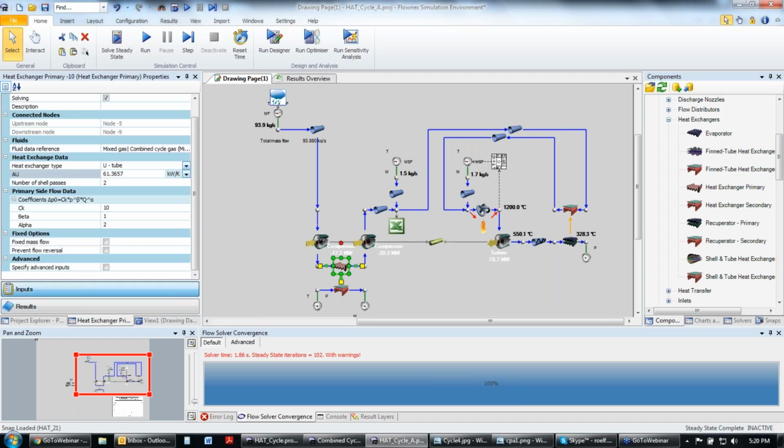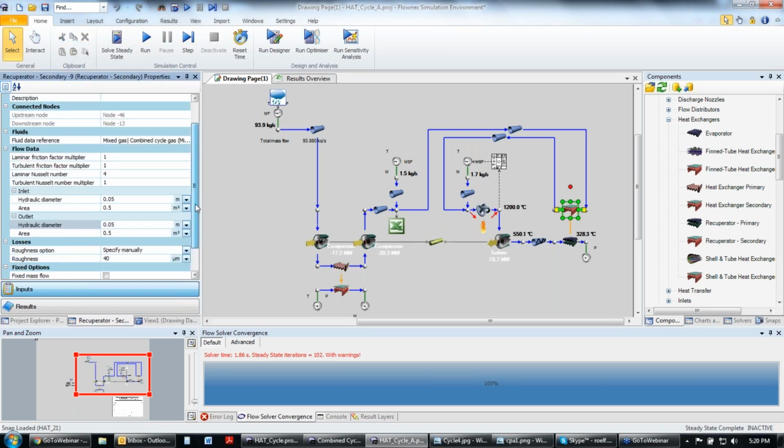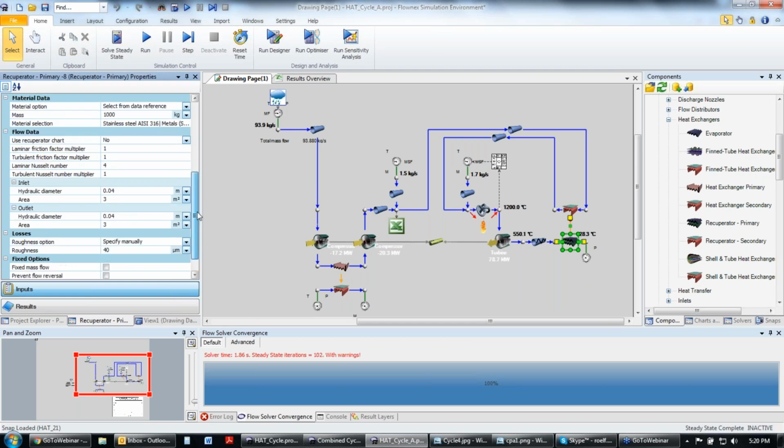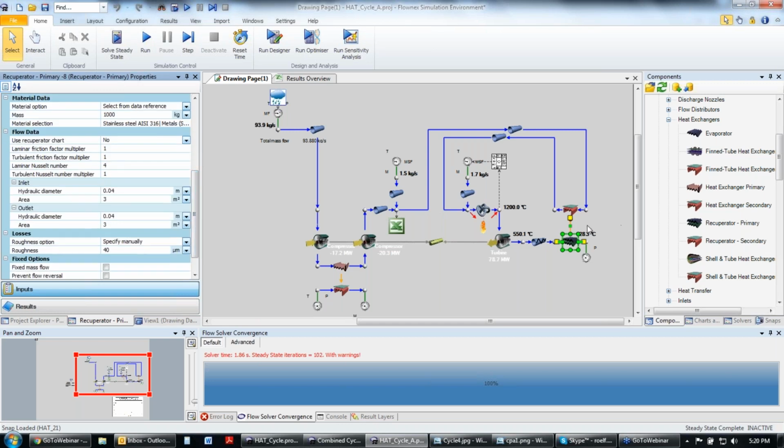The intercooler is just a simple heat exchanger. I specify the overall heat transfer coefficient with a number of shell passes and give it some pressure loss characteristics, whereas the recuperator is a more detailed component where I can specify the flow areas and some heat transfer coefficients, and specify the type of material that I'm using. So this is just to show you the different levels of components that we have.